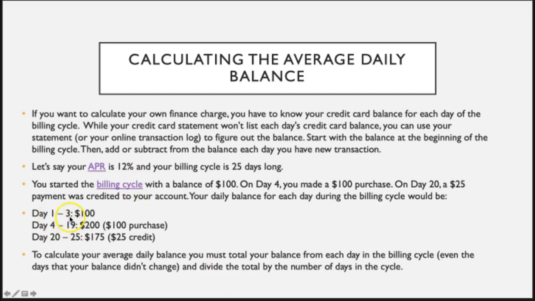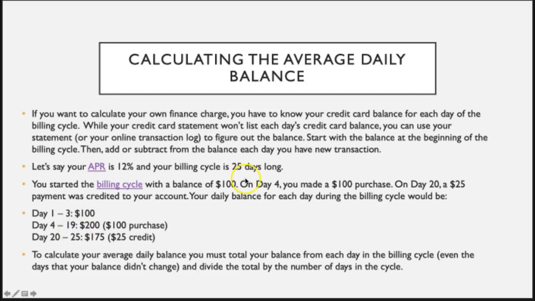From day 1 to day 3, your balance, or how much you owe the credit card company, is $100. We know this because we're told that you started the billing cycle with a balance of $100. So without any transactions on days 1 through 3, your balance is still $100. On day 4, you make a purchase for $100. So if your balance was $100 and then you make a purchase for $100, you now owe $200. And that starts on day 4 and it goes through day 19.